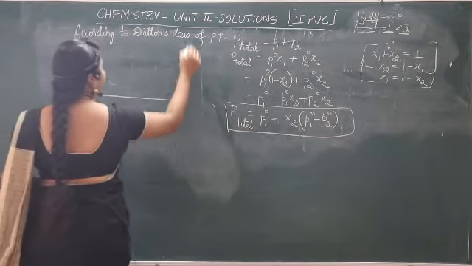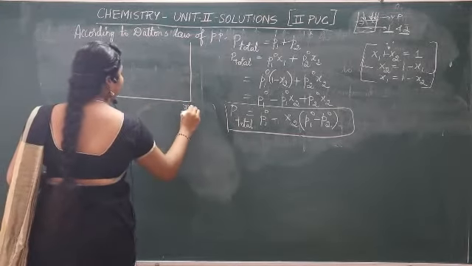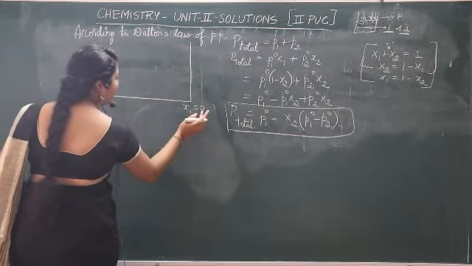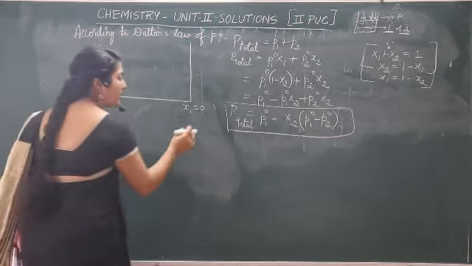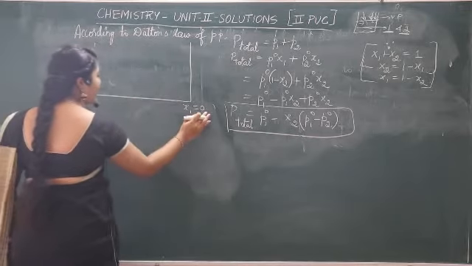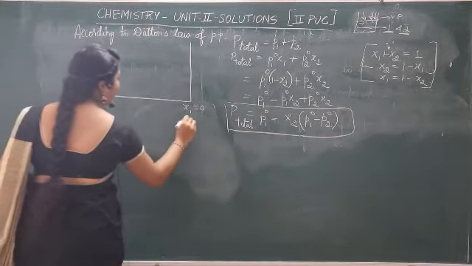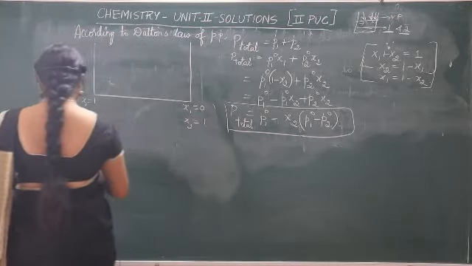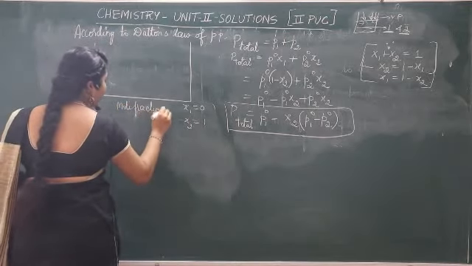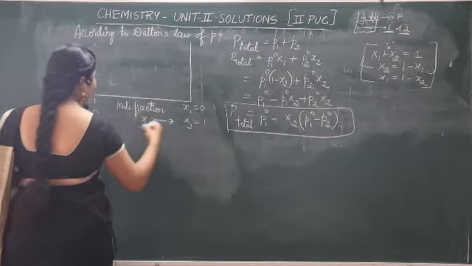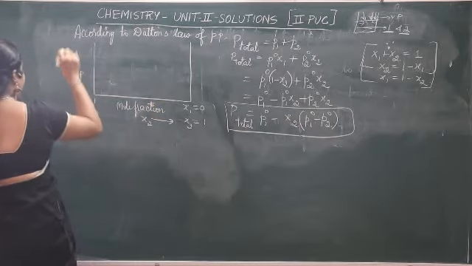Graph is, here x1 is equal to 1, x1 is equal to 0. That means mole fraction always ranges in value from 0 to 1. So x1 goes from 0 to 1 this way, whereas x2 starts from here, 0 to 1. This is mole fraction x2, that means it is increasing this way. This is vapor pressure this way.